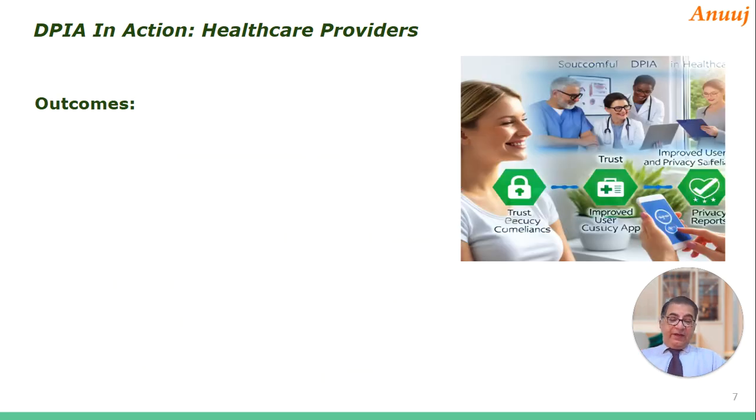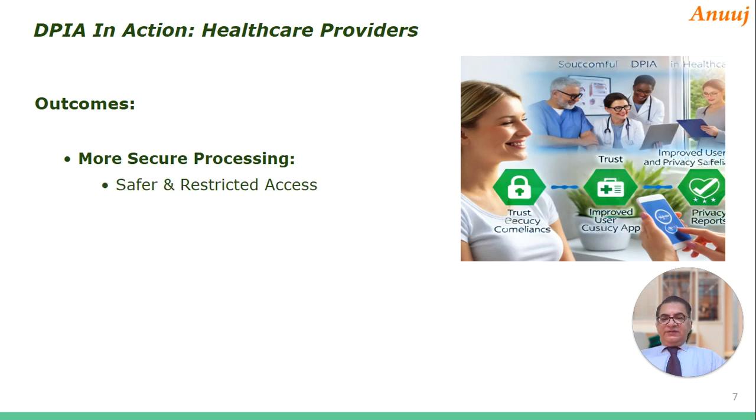Outcomes of this DPIA which happened where the IT and the business said what we are doing is perfect, right? Outcomes. More secure processing, safer and restricted access to the users. Generally we would say this is a very basic thing that everyone would do. Well, encryption is not that everyone does. Anonymization may also be required as I mentioned earlier. So you have encrypted data. Data is minimized in this case.